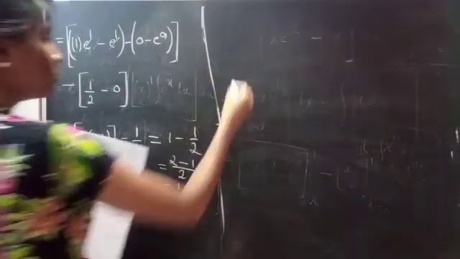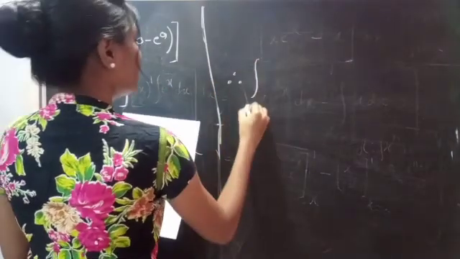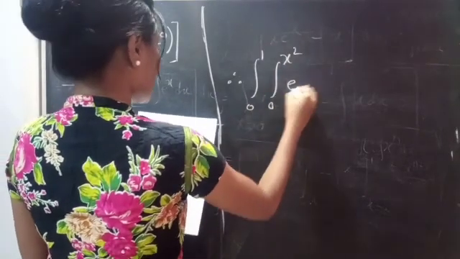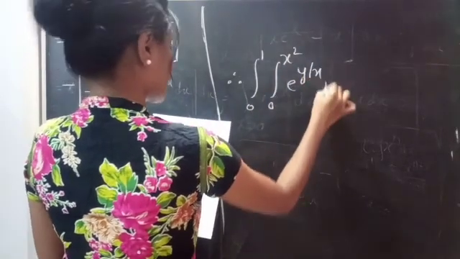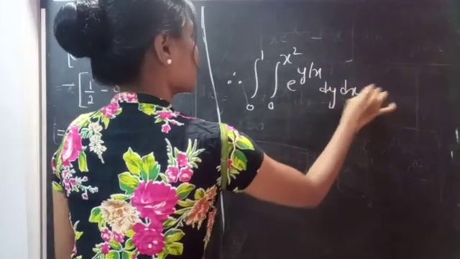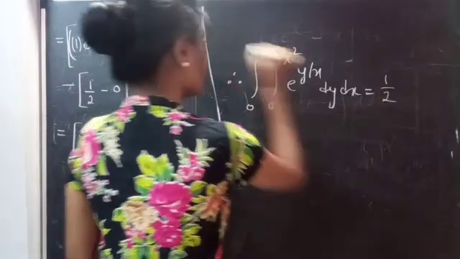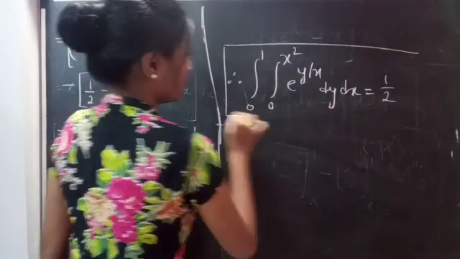So therefore, the integral 0 to 1, integral 0 to x square, e power y by x, dy dx is equal to 1 by 2. This is the required result.